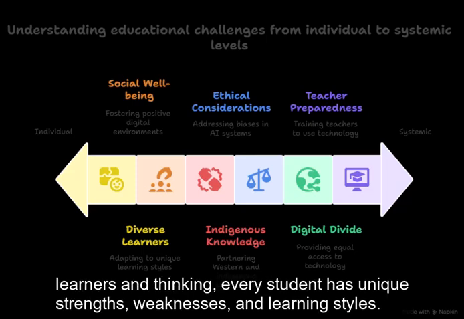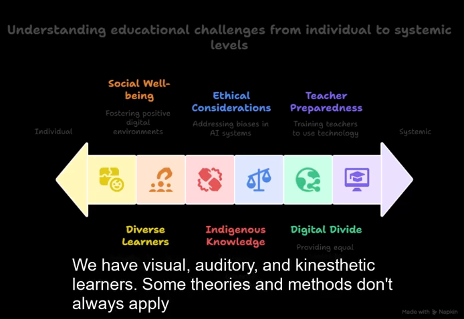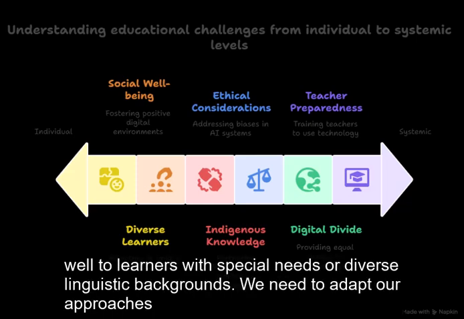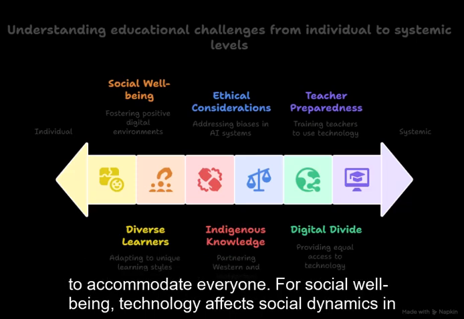3. Diverse learners and thinking. Every student has unique strengths, weaknesses, and learning styles. We have visual, auditory, and kinesthetic learners. Some theories and methods don't always apply well to learners with special needs or diverse linguistic backgrounds. We need to adapt our approaches to accommodate everyone.